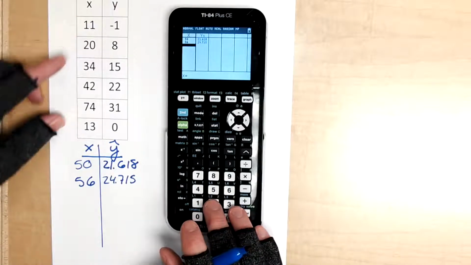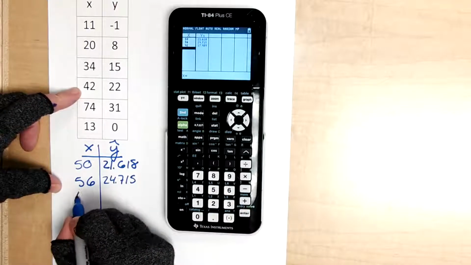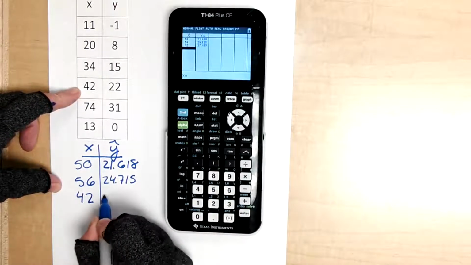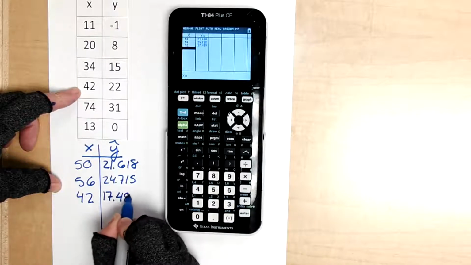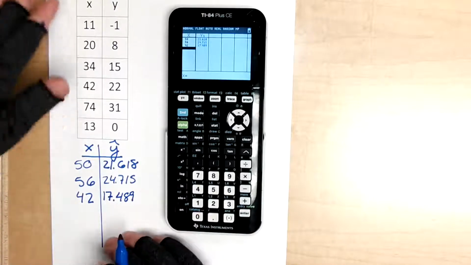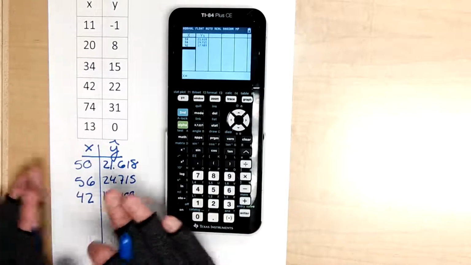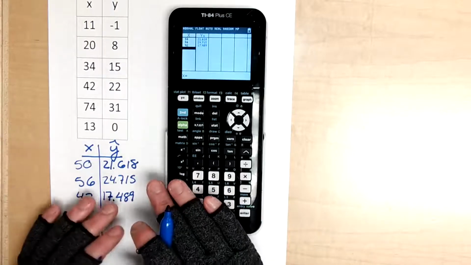Let's see, I can do something that I already have, so let's try 42. And notice that 42 didn't give me back 22, it gave me back 17.489. And remember, that's the whole point of a linear regression, is that it's based off of the data that we have seen. We're giving our best estimate of how we think the data is actually behaving.